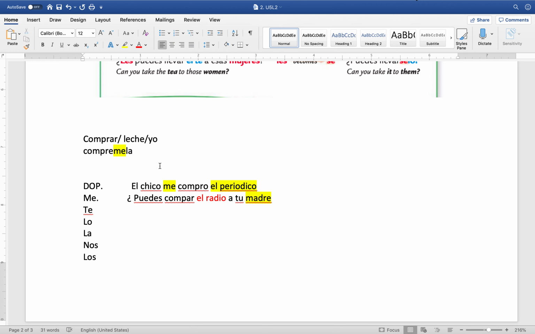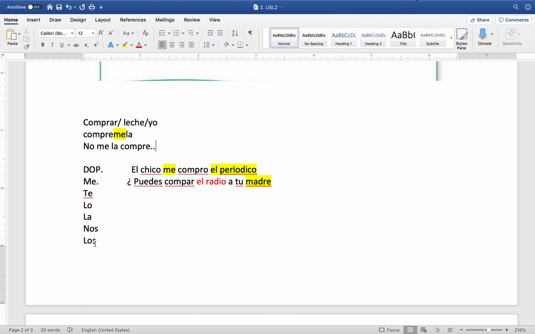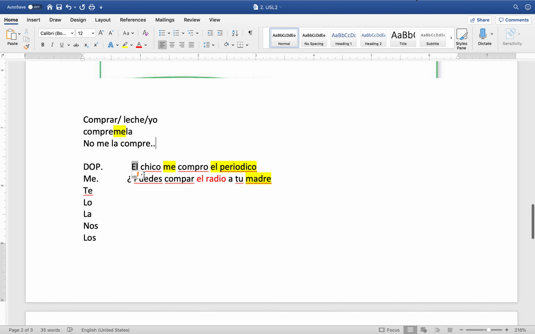So this is how you learn it. And when it's negative, we don't attach anything to the command. No me la compre. Remember? So this is something that we already learned. We are just reviewing this part right here. Now you're going to use the same pronouns when you are making a statement. When you make a statement, the verb has to be conjugated in future, past, or present tense. There is no command. You're not telling someone what to do or what not to do. You're just making a statement. You do exactly the same thing here, but in a statement.